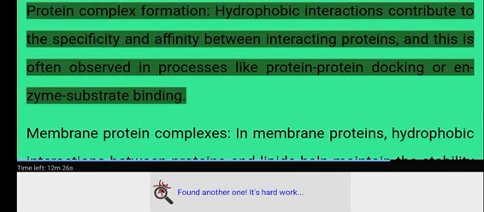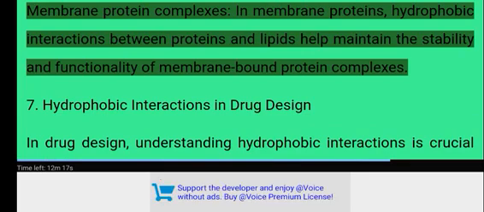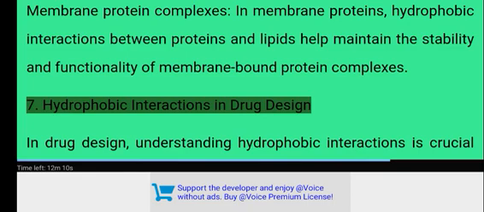Protein complex formation. Hydrophobic interactions contribute to the specificity and affinity between interacting proteins, and this is often observed in processes like protein-protein docking or enzyme substrate binding. Membrane protein complexes. In membrane proteins, hydrophobic interactions between proteins and lipids help maintain the stability and functionality of membrane-bound protein complexes.